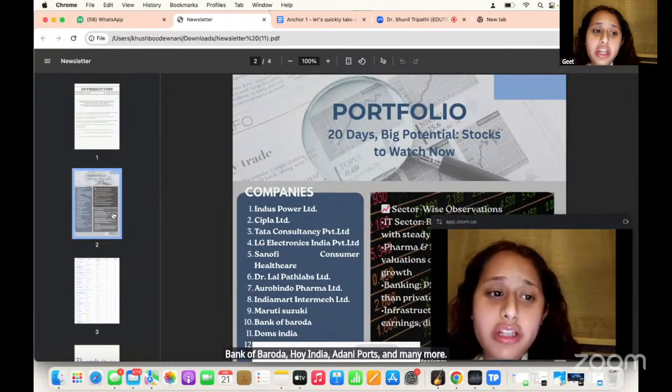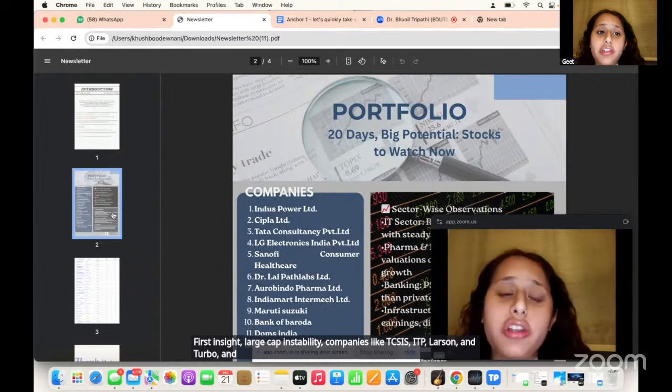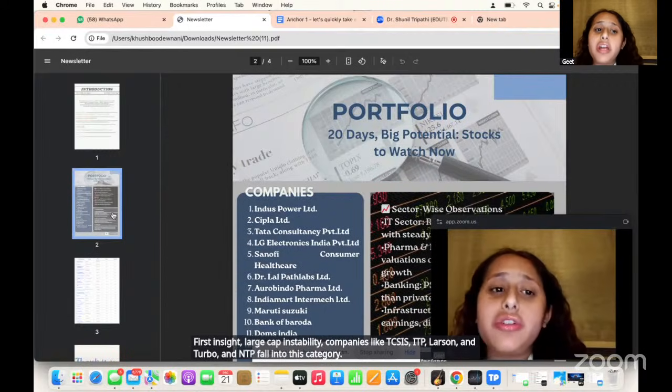First insight, large cap stability. Companies like TCS, Infosys, ITC, Larsen and Toubro, and NTPC fall into this category. These companies usually have moderate PE.